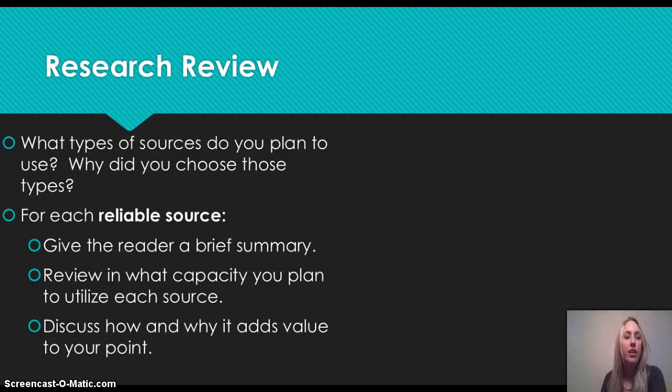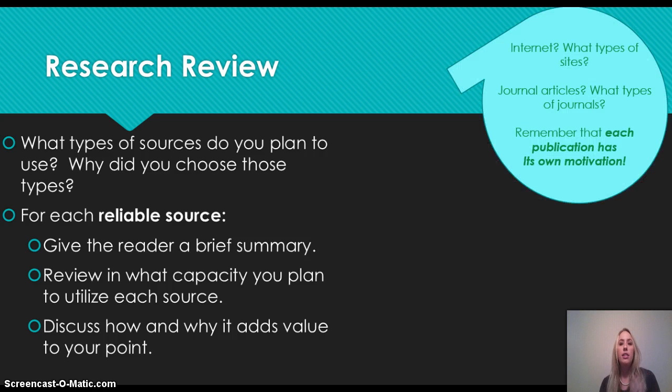So you've finished your contextual information, you've set the stage, per se, for why your research is important, and at this point you're going to actually talk about the research that you've collected so far. This is where you're going to talk about what types of sources you plan to use and why you choose to use those sources. So are you using internet websites, and what types of sites are you using?